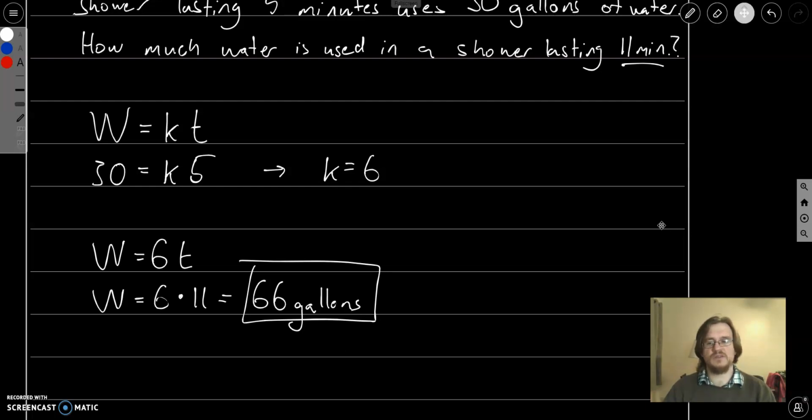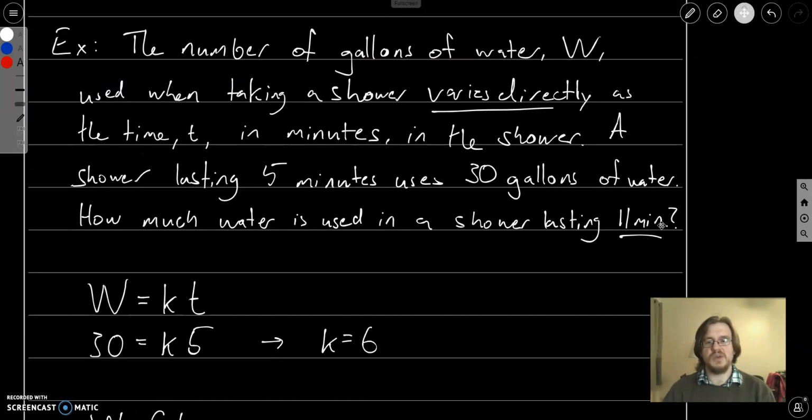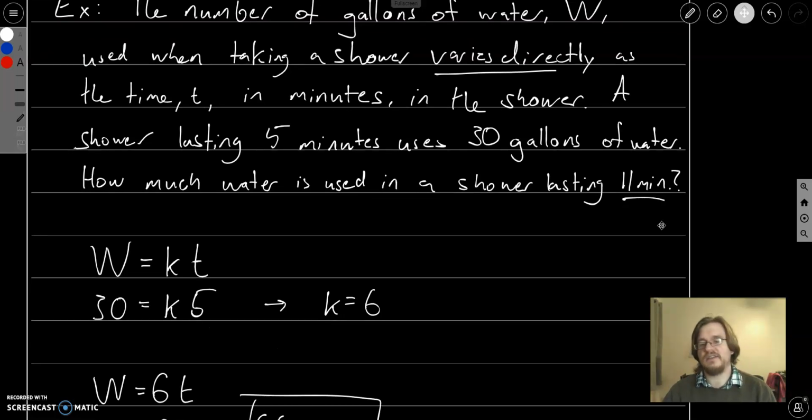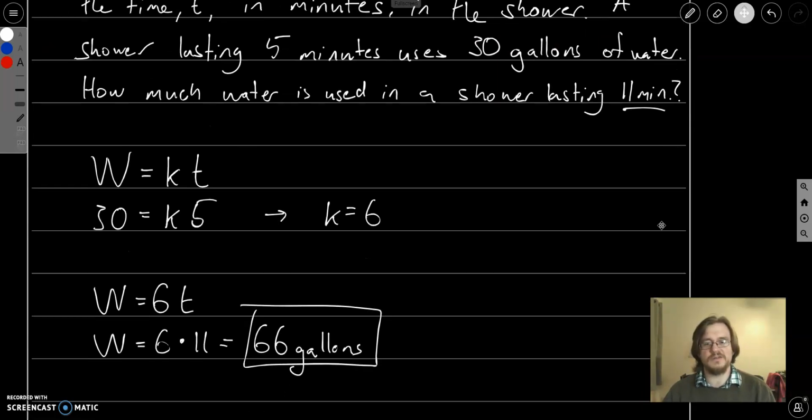So that's all there really is to it. We can write down an equation that governs what it means for things to vary directly with one another. And then there will be this constant in here that we can use some information to solve, and we just plug it in and chunk.